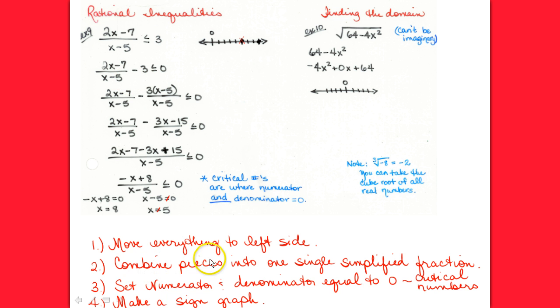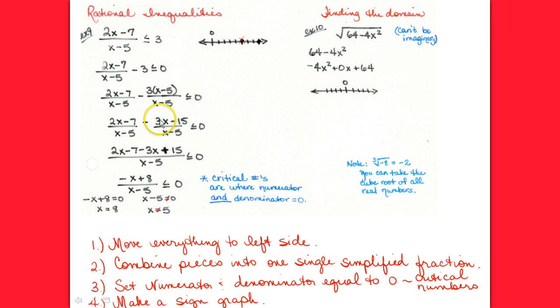Then step number 2, I'm going to combine all of my pieces into one single simplified fraction. So I have one rational inequality, one single simplified fraction. So for these two pieces, I would need a common denominator of x minus 5. So I'm just going to multiply top and bottom of the second piece by x minus 5 to get that common denominator. I'll distribute my 3 here, so that'd be 3x minus 15. And the purpose of a common denominator is to be able to combine the numerators over that common denominator. Be careful though, because this was subtraction, when you combine these, you're going to distribute that negative all the way through that second numerator.